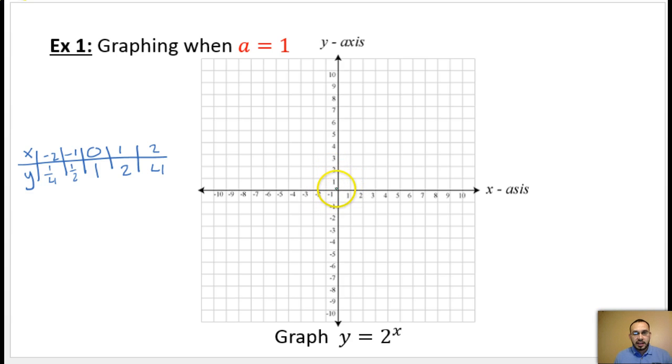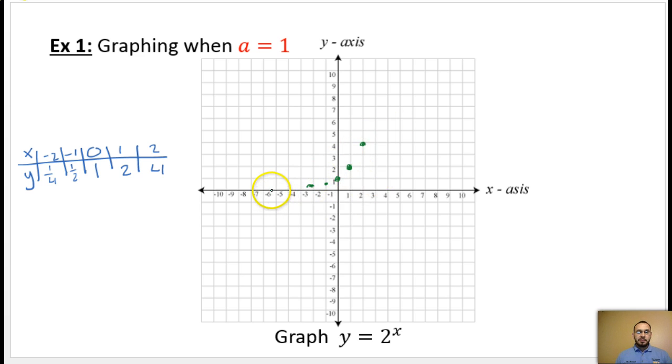So we'll start with -2. At -2, we're going to go up about a 1/4. So that's about here. The next one we have is -1. -1 is going to be about halfway up. So there it goes. At 0, we're going to go to 1. Here is 1. At 1, we go to 2. Here is 2. And at 2, we're going to go up to 4.